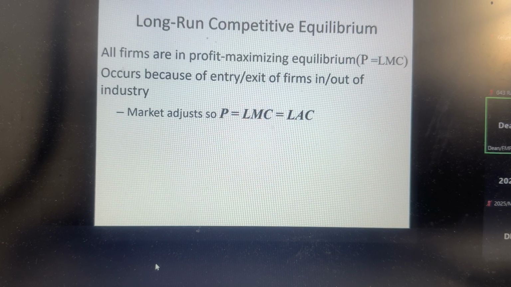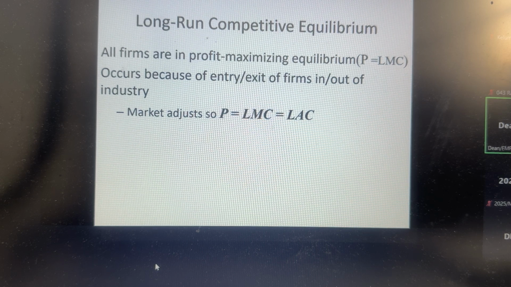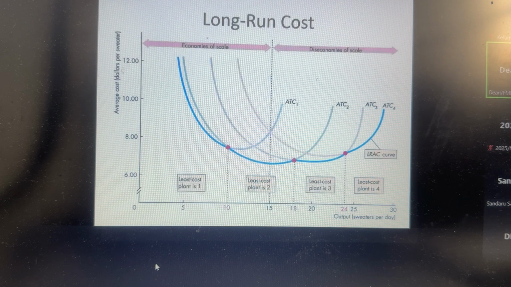In the long run, firm can change all the factors of production, no more fixed factors. Therefore, all the costs become variable cost. So, this is the long run cost curve. This is the curly type of curve. This is the long run cost curve. I'll just show how we can make this long run cost.